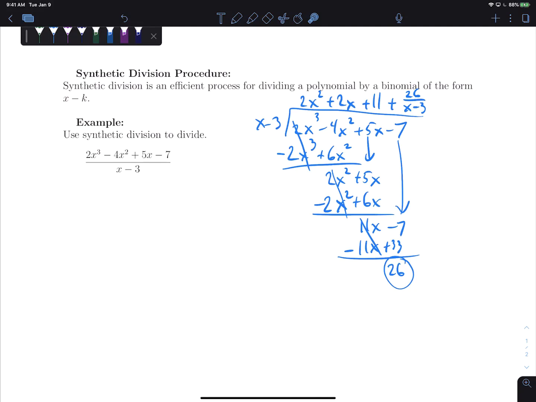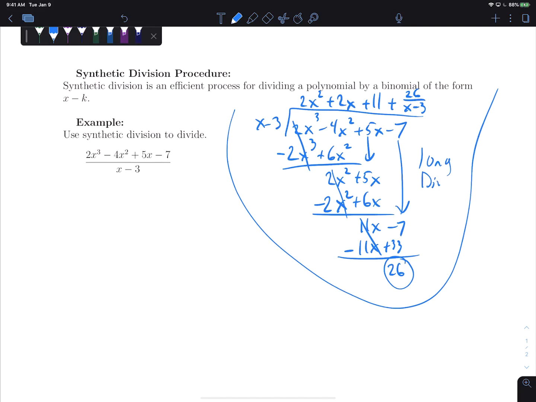Now, here's the thing. Degree 3 down by degree 1 means 3 minus 1 is 2. The answer had to be a degree 2. It had to have a highest degree of degree 2. That's going to be helpful here in just a second. But now that we've seen long division, this right here was the long division. Let's see what synthetic division looks like.